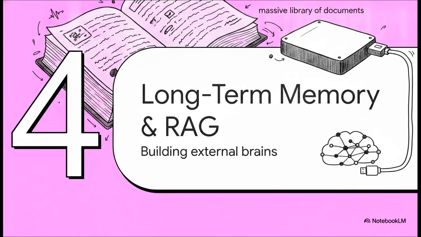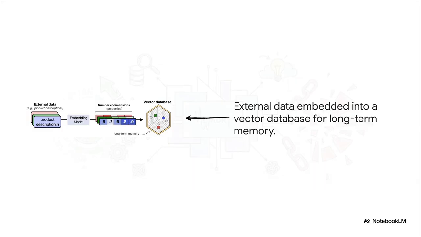All right, part 4, long-term memory and RAG. This is all about building an external brain. Now, those short-term hacks are great for a quick chat, but what if an AI needs to read through a massive library of documents?